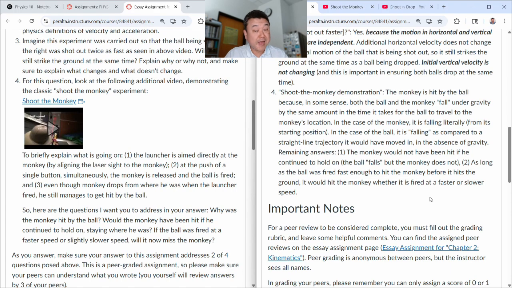1. The monkey would not have been hit if he continued to hold on. You can kind of see it in the video: the ball falls, but the monkey does not. 2. As long as the ball was fired fast enough to hit the monkey before it hits the ground, it would hit the monkey whether it is fired at a faster or slower speed. For the faster, there's no limit. For the slower portion, if it's so slow that it wouldn't have reached the monkey before the monkey hits the ground, then it'll probably miss the monkey with all the bouncing and all that.